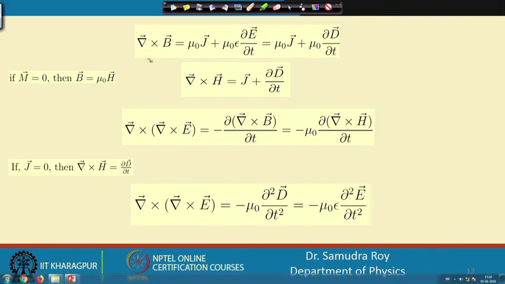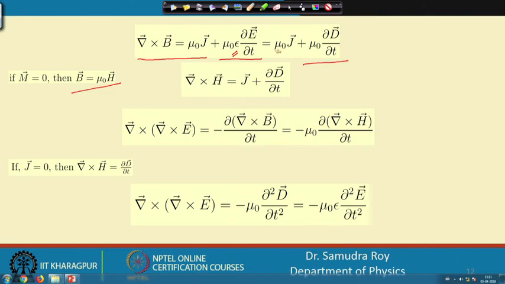For example, grad dot B is now mu 0 j plus mu 0 epsilon. Now, I should not write epsilon 0, because now in the material we have epsilon, not epsilon 0. So, in terms of D I can write this in this form. When I write this, mu 0 can be, because B is mu 0 H. So, curl cross B is equal to mu 0 j plus mu 0 del D del T.